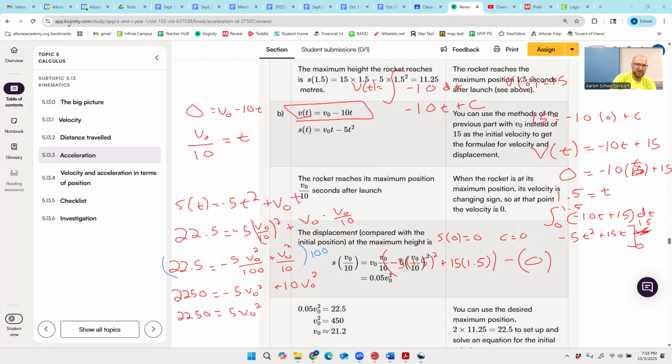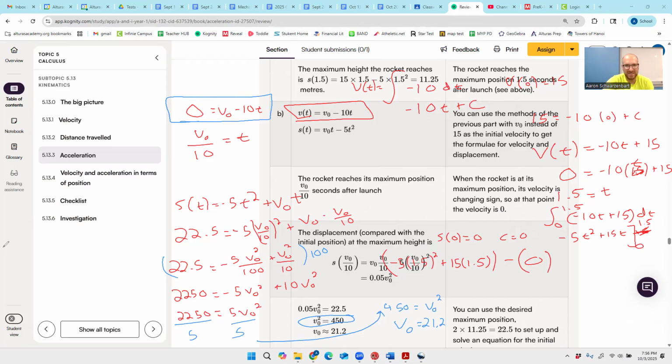So I'll divide both sides by 5. And that equals the 450 they've got right here. So then I end up with 450 equals V0 squared, and V0 equals 21.2. The trick to that was the second equation to plug in for t.